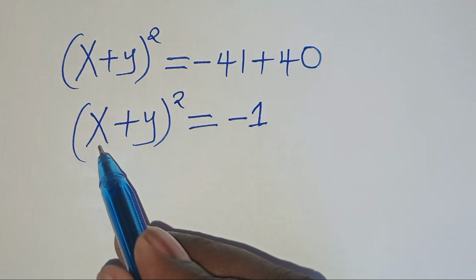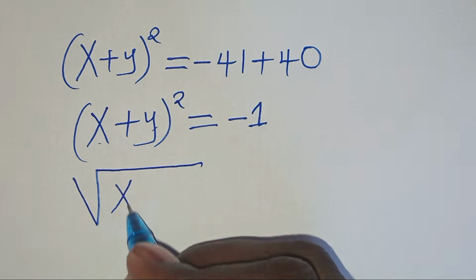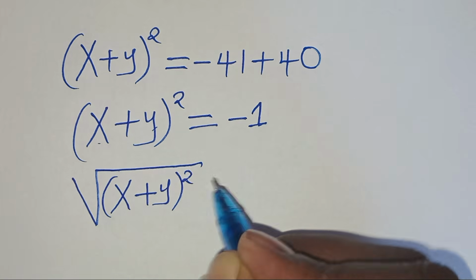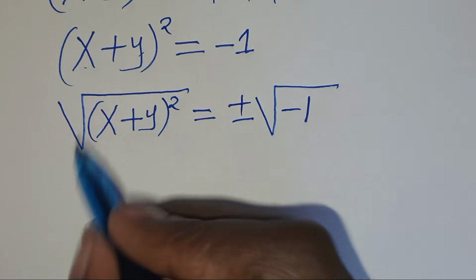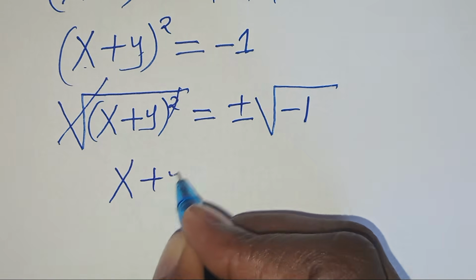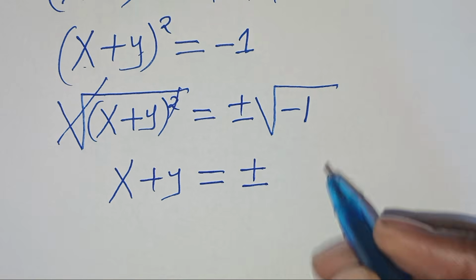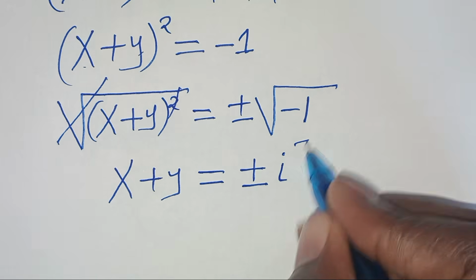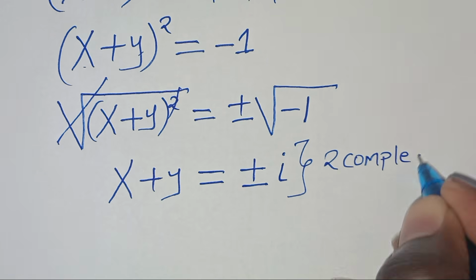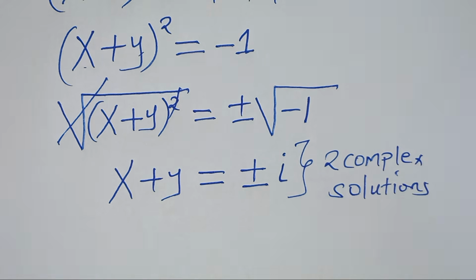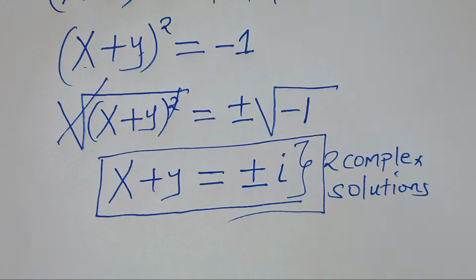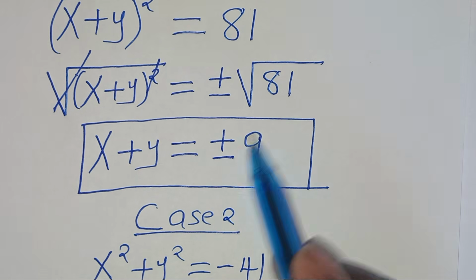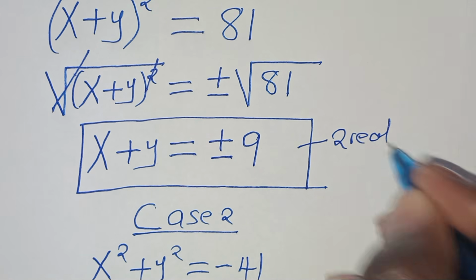Now, to solve for x plus y, let's introduce a square root on both sides. We have the square root of x plus y raised to the power of 2 is equal to plus or minus the square root of negative 1. So now let's eliminate the square root sign so that x plus y is equal to plus or minus the square root of negative 1, which is i. So you find that these are two complex solutions. So we have got two real solutions for x plus y and two complex solutions. These are two complex solutions for x plus y, and then we have x plus y is plus or minus 9, and these are two real solutions.